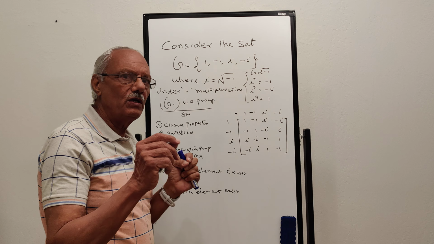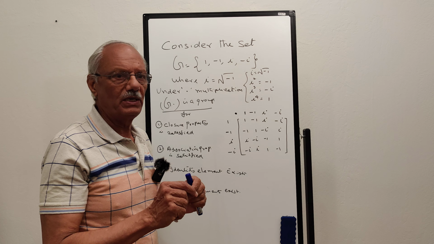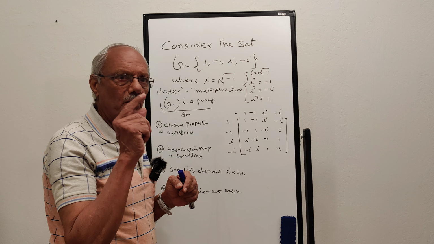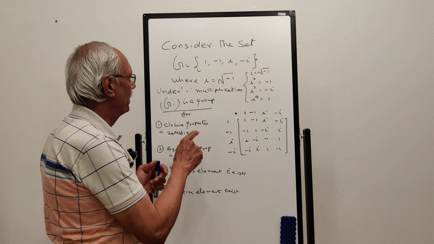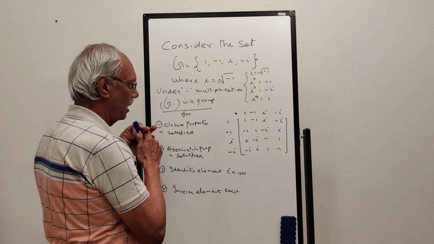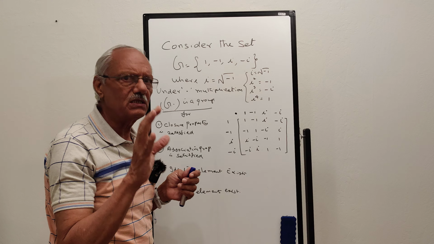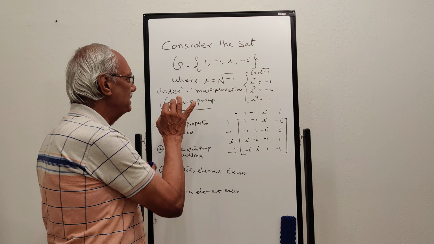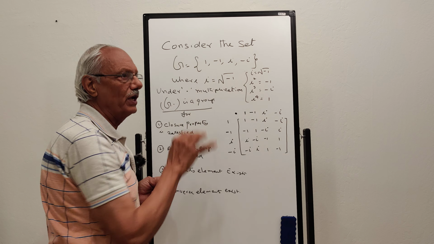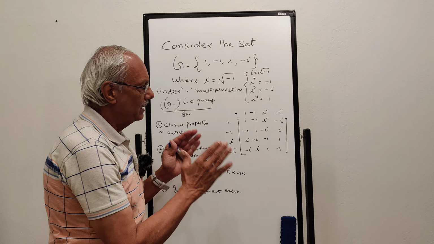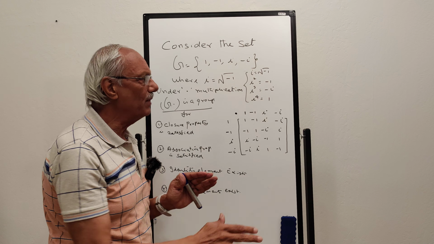Now I do the ordinary multiplication. I define a binary operation, which I will call dot. Here this dot is nothing but multiplication, which is the binary operation. This is defined on this set of 4 elements, and I have given the multiplication table here.